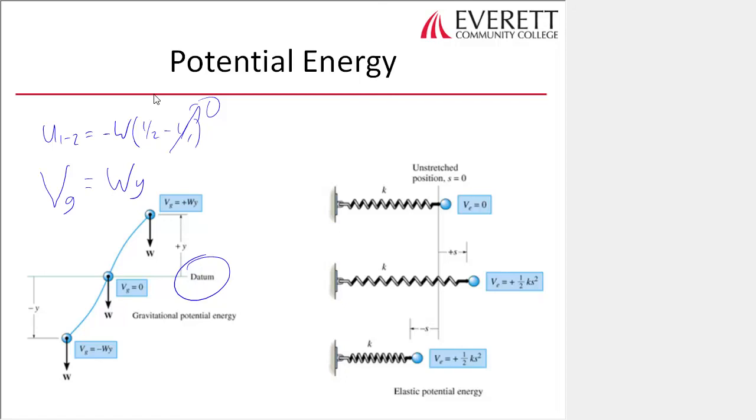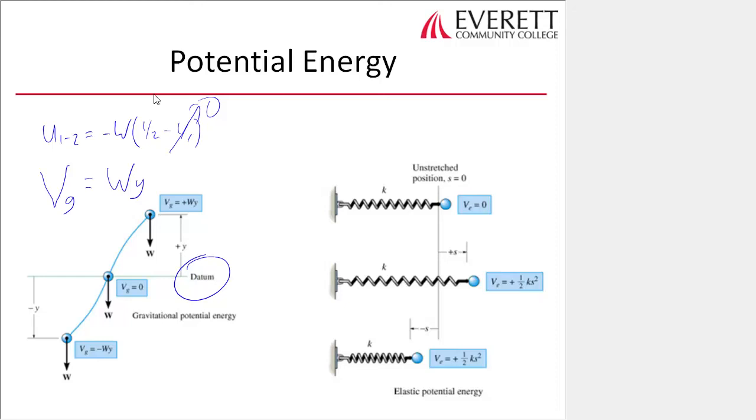They use a V for potential. So what that means is if we go up, we are adding potential. If we go down, we are subtracting potential. Notice that that is the opposite of work. If we go up, we're doing work. If we go down, we're not doing work. So our potential energy is the opposite of work.